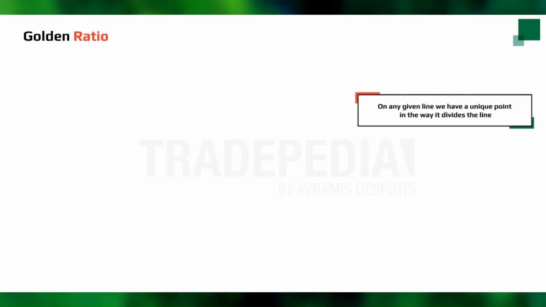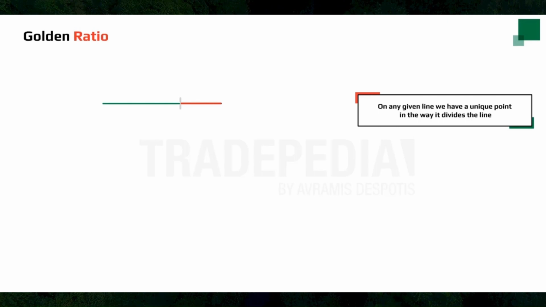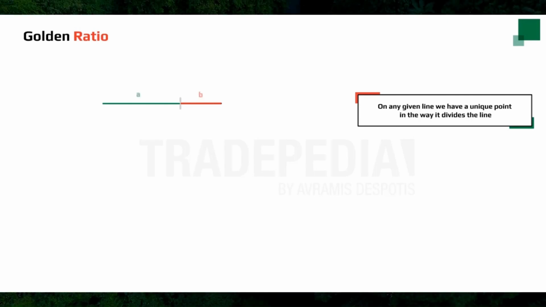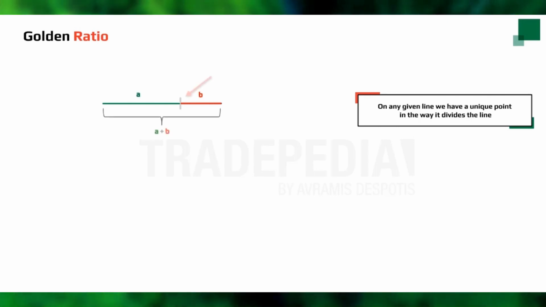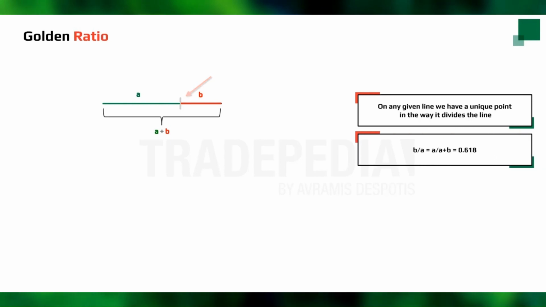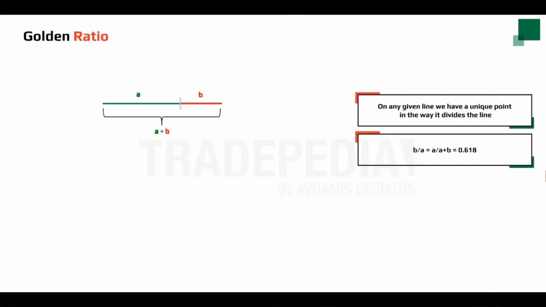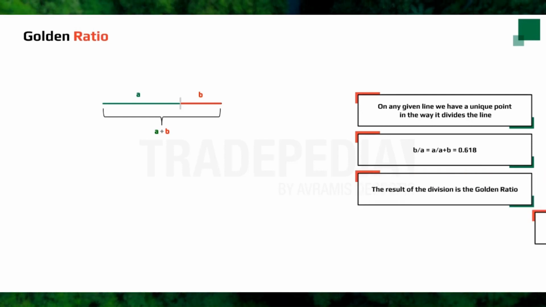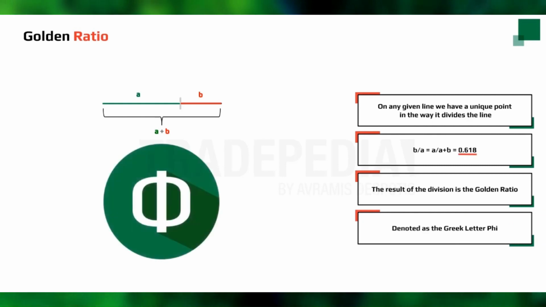Pythagoras stated that on any given line, there is a point that is unique, not in the middle, a bit to the right. This point is unique because if you divide b by a, you will get the same number as when you divide a by a plus b, and that number is 0.618. The golden ratio, denoted as the Greek letter phi.